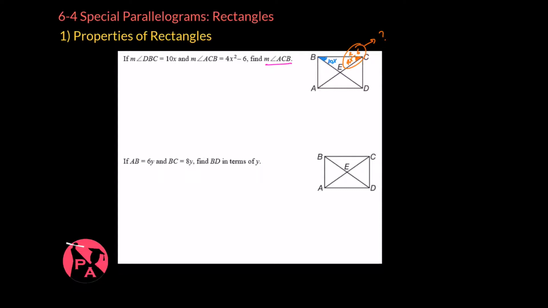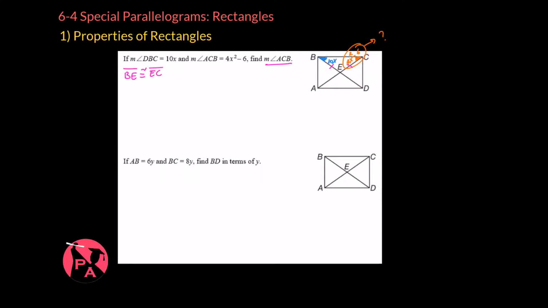Let's get started. If you look at the figure carefully, one of the properties of the rectangle is that the diagonals are congruent and they bisect each other, which means these two are the same, BE and EC. So segment BE is going to be congruent to segment EC because the diagonals of rectangles are the same and they bisect one another.